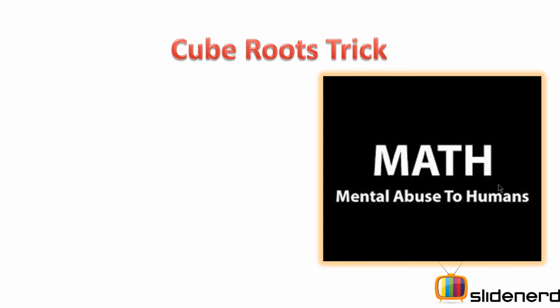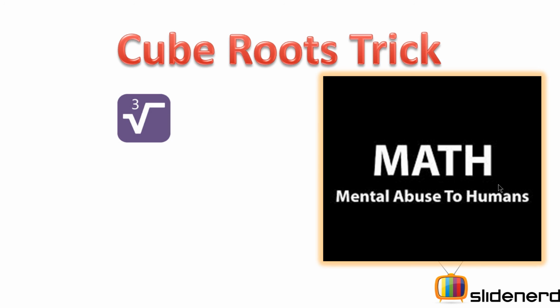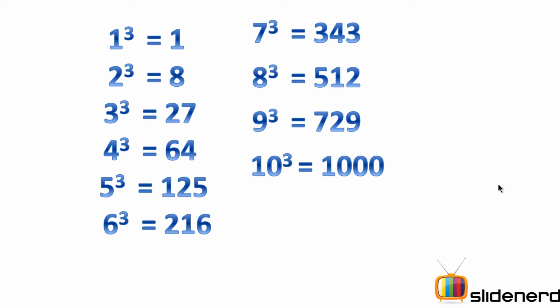Today, we're going to learn how to find the cube root of a given long number. Before we go ahead with how you actually find a cube root, let's have a look at the basic cubes of numbers from 1 to 10. So 1 cubed is 1, 2 cubed is 8, 3 cubed is 27, 4 is 64, 5 is 125, 6 is 216, 7 is 343, 8 is 512, 9 is 729, and 10 is 1000.